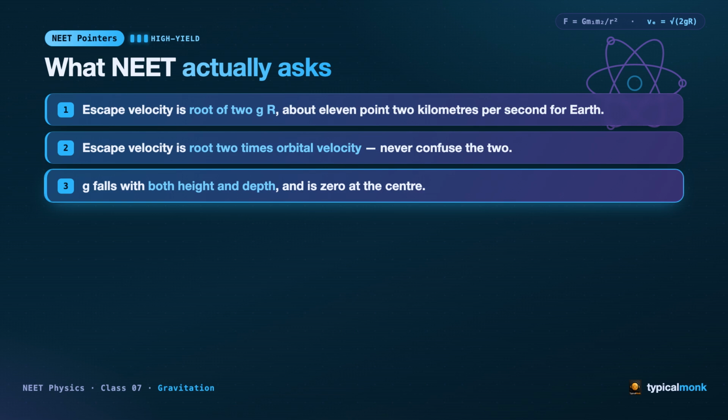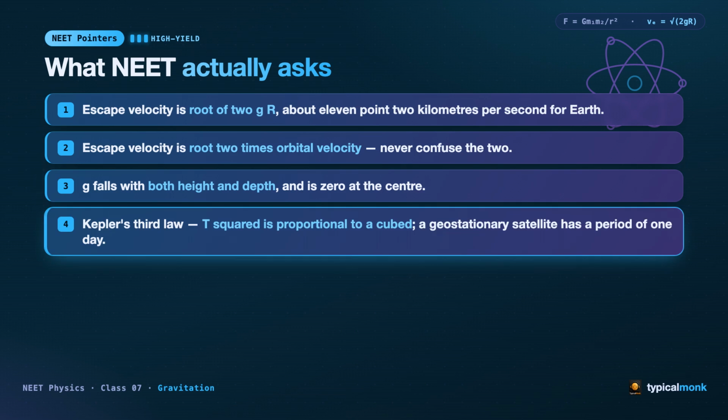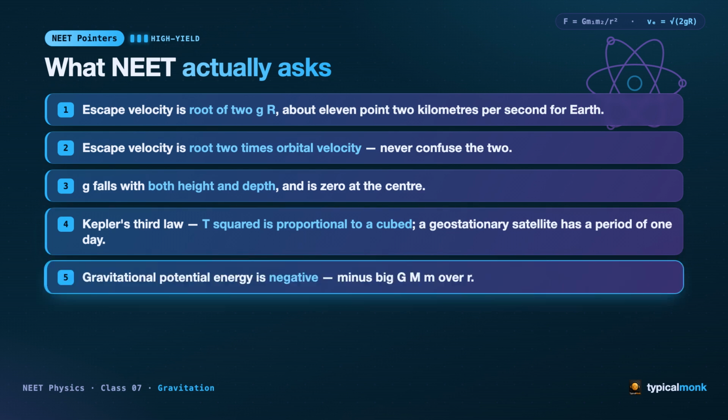3. The value of g falls with both height and depth and is exactly 0 at the center of the Earth. 4. Kepler's third law says the period squared is proportional to the semi-major axis cubed, and the geostationary satellite has a period of 1 day, so it hangs over the same spot. 5. Gravitational potential energy is negative. It is minus big Gm over r, and it rises towards 0 as the bodies move apart. NEET loves testing that minus sign.